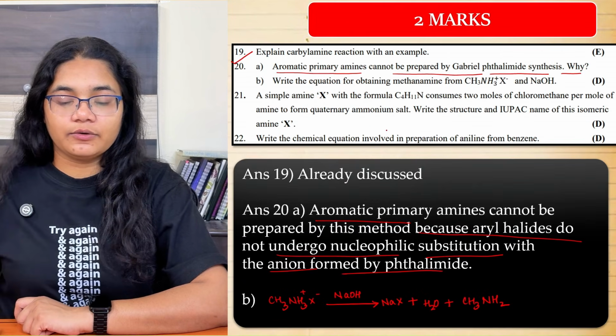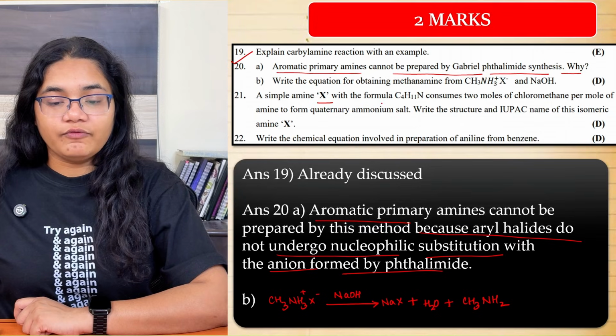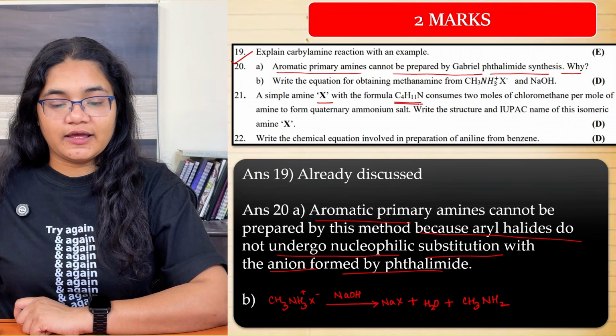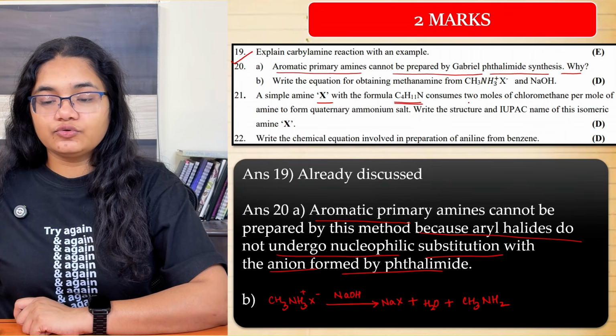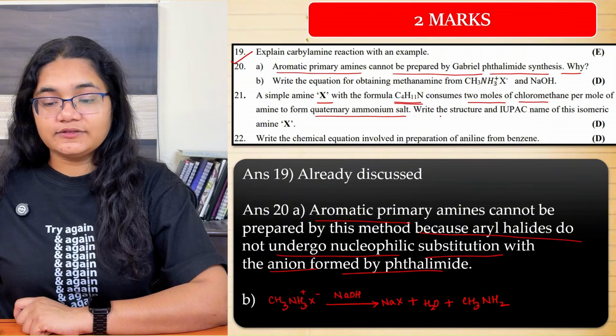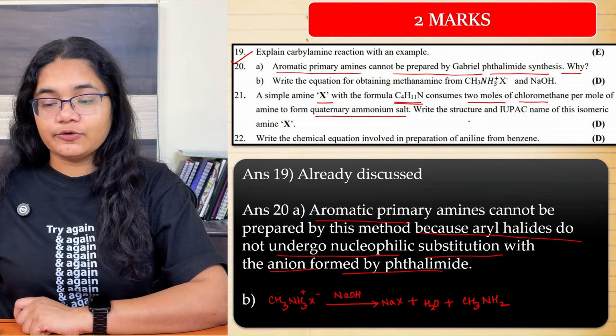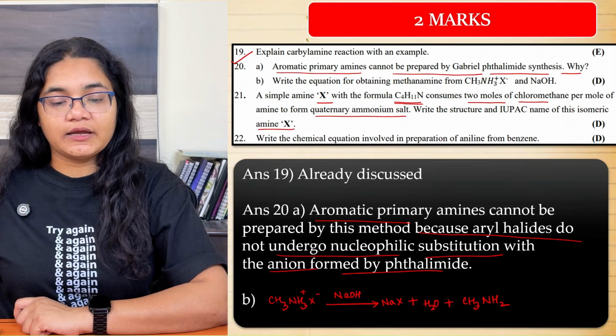Okay, question 24. A simple amine X with the formula C4H11N consumes 2 moles of chloromethane per mole of amine to form a quaternary ammonium salt. Write the structure and the IUPAC name of this isomeric amine X.